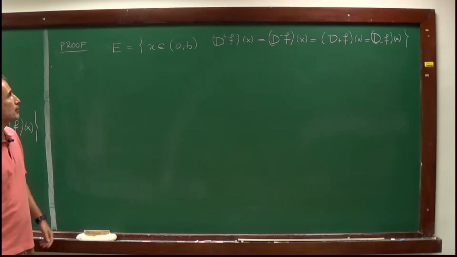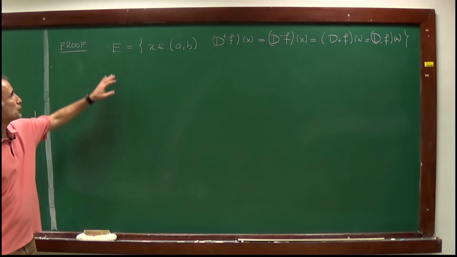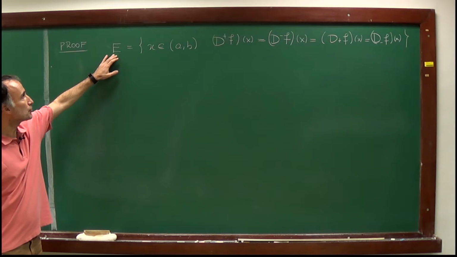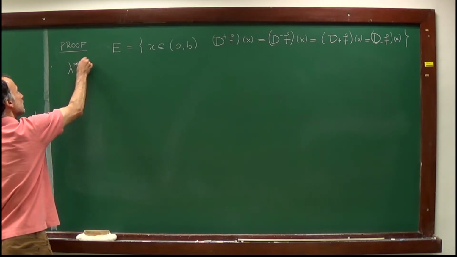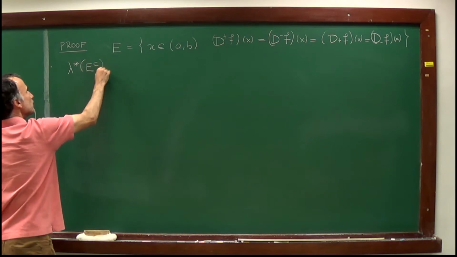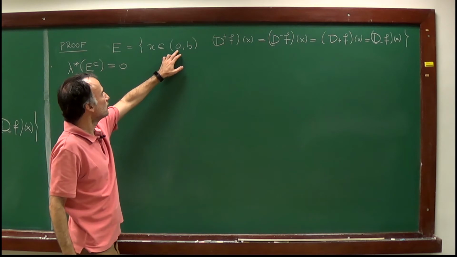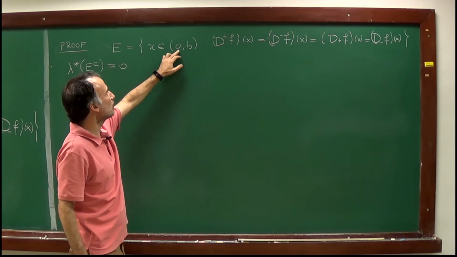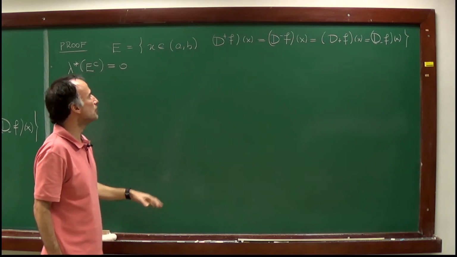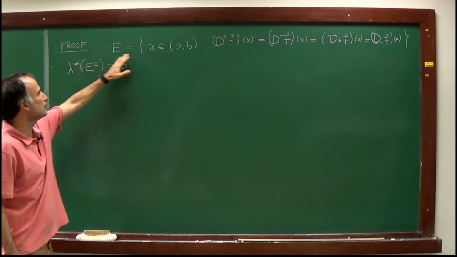So let's prove the theorem. The proof, again, will be divided in several steps. So I just rewrote here the definition of the set E. And remember that we want to prove that the outer measure of the complement of E is equal to 0. Here note that I'm taking out a and b, well, because some of these derivatives are not defined at a or at b. So actually, let's define E in such a way.